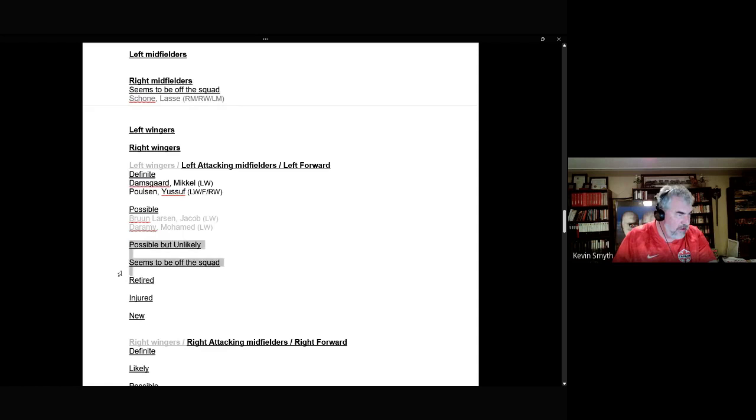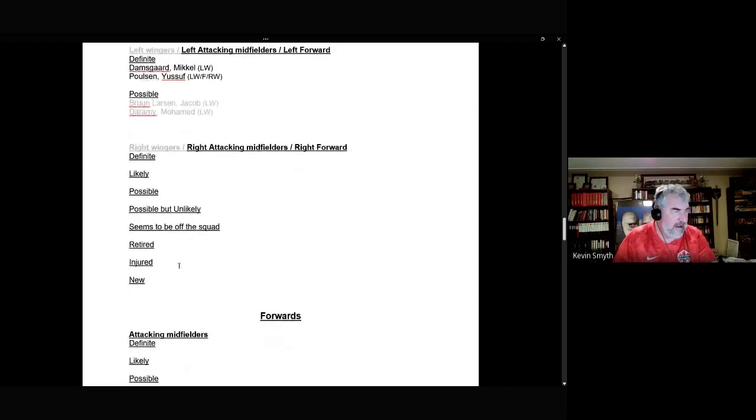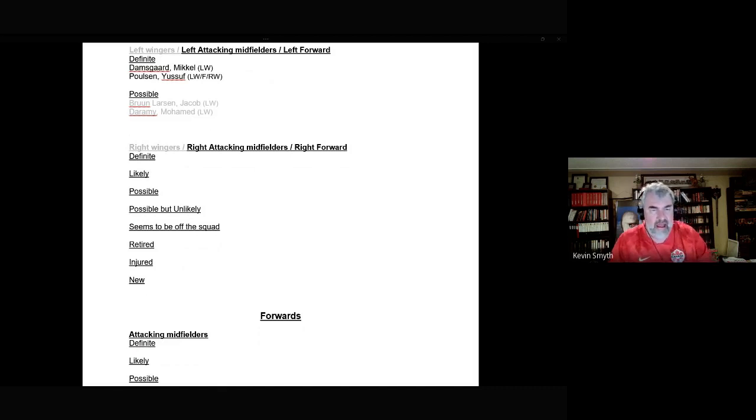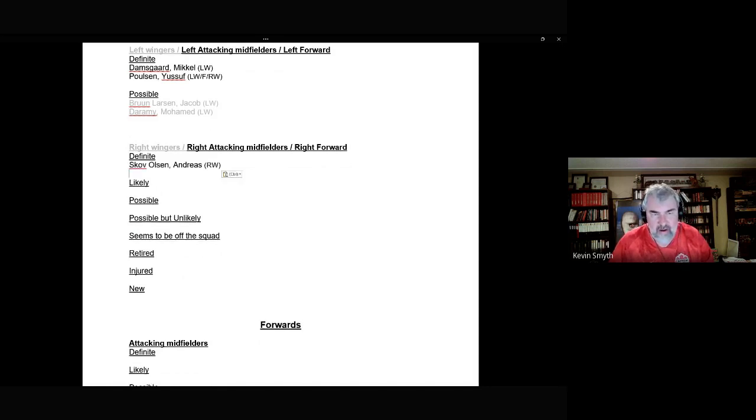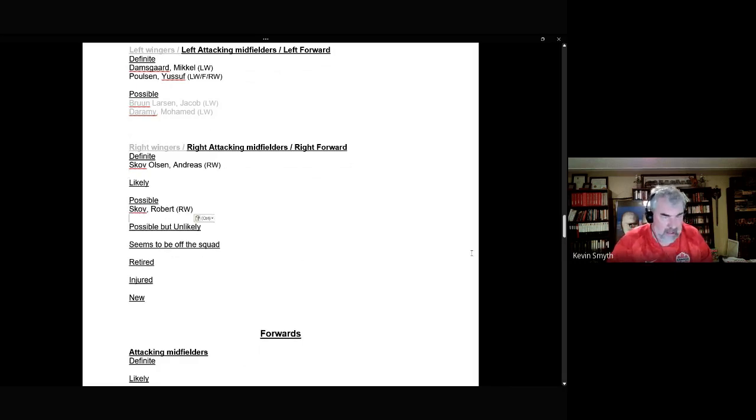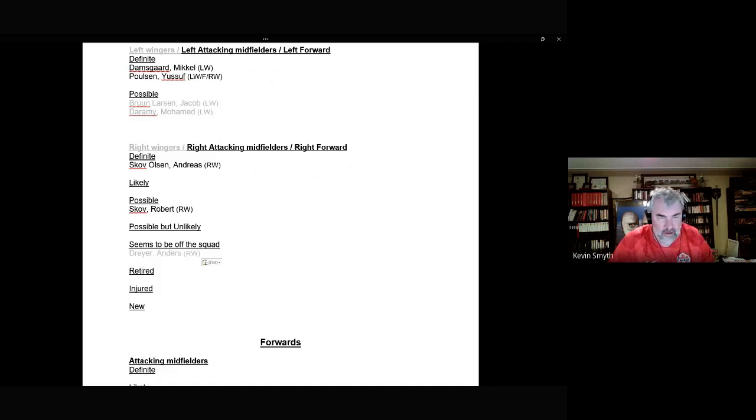Let's move on to basically the right attacking midfielder role, which is also played by wingers, and we have Andreas Skov Olsen as a definite candidate. And then we have Robert Skov as a possible candidate, and Anders Dreyer as seemingly off the squad. So let's go back to Andreas Skov Olsen, who is really holding down the position.